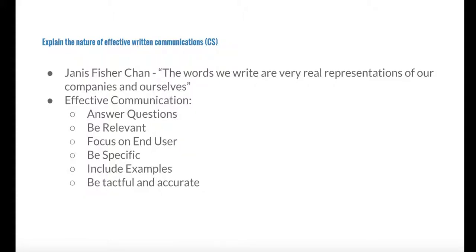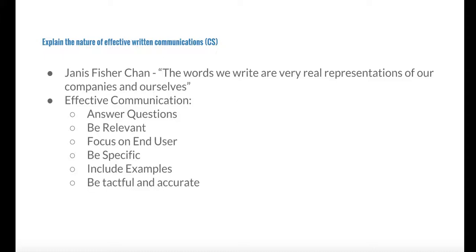This video's performance element is about writing internal and external business correspondence to convey and obtain information effectively. And let's start by explaining the nature of effective written communications. So, a quote from Janice Fisher Chan: "The words we write are very real representations of our companies and ourselves."